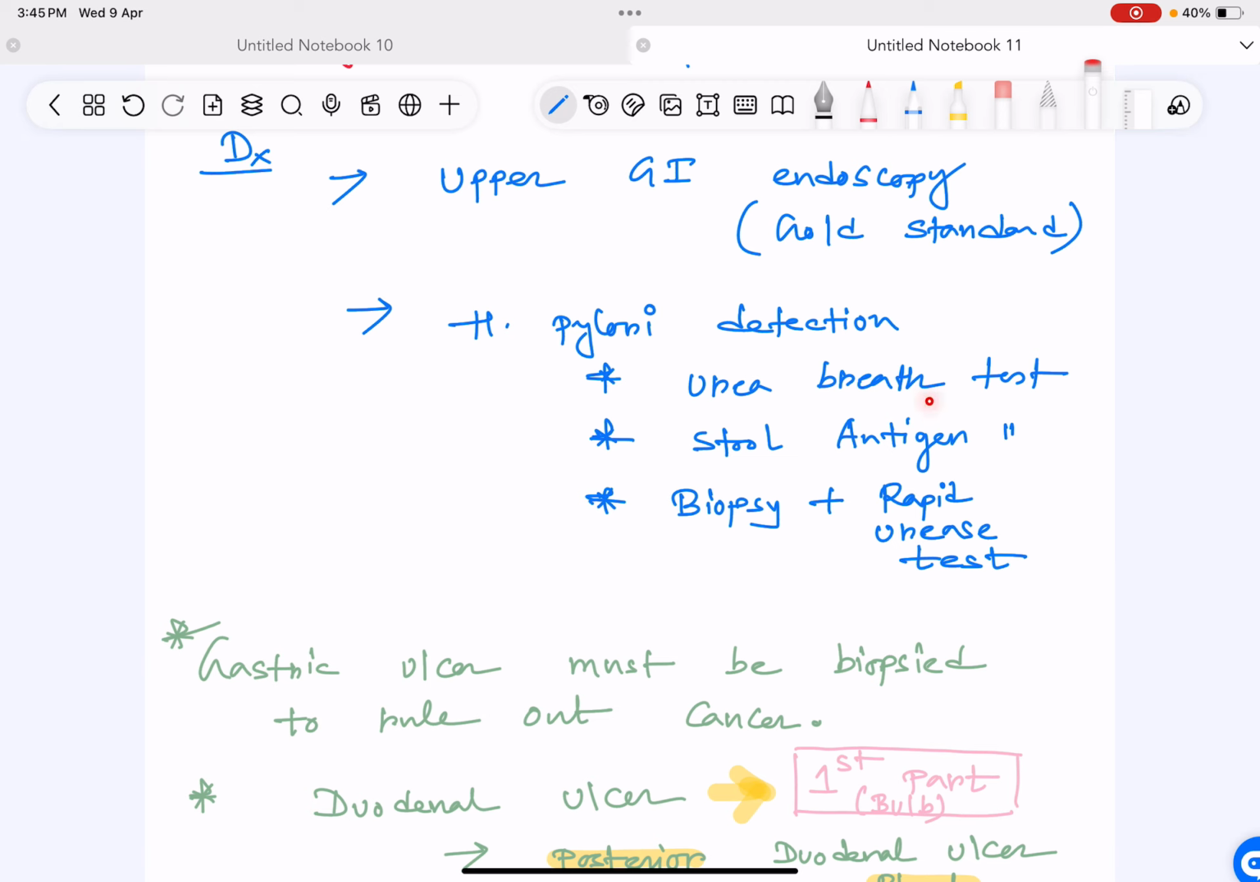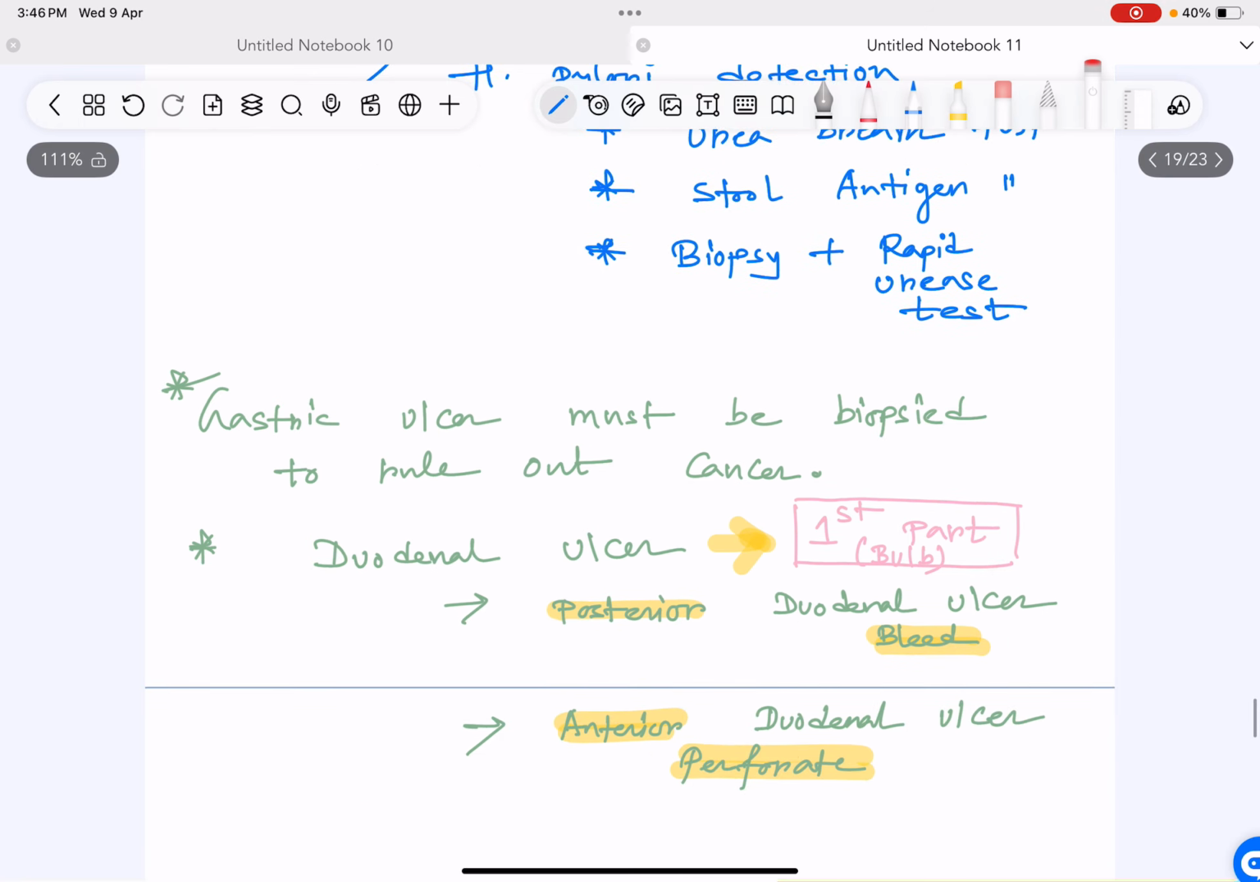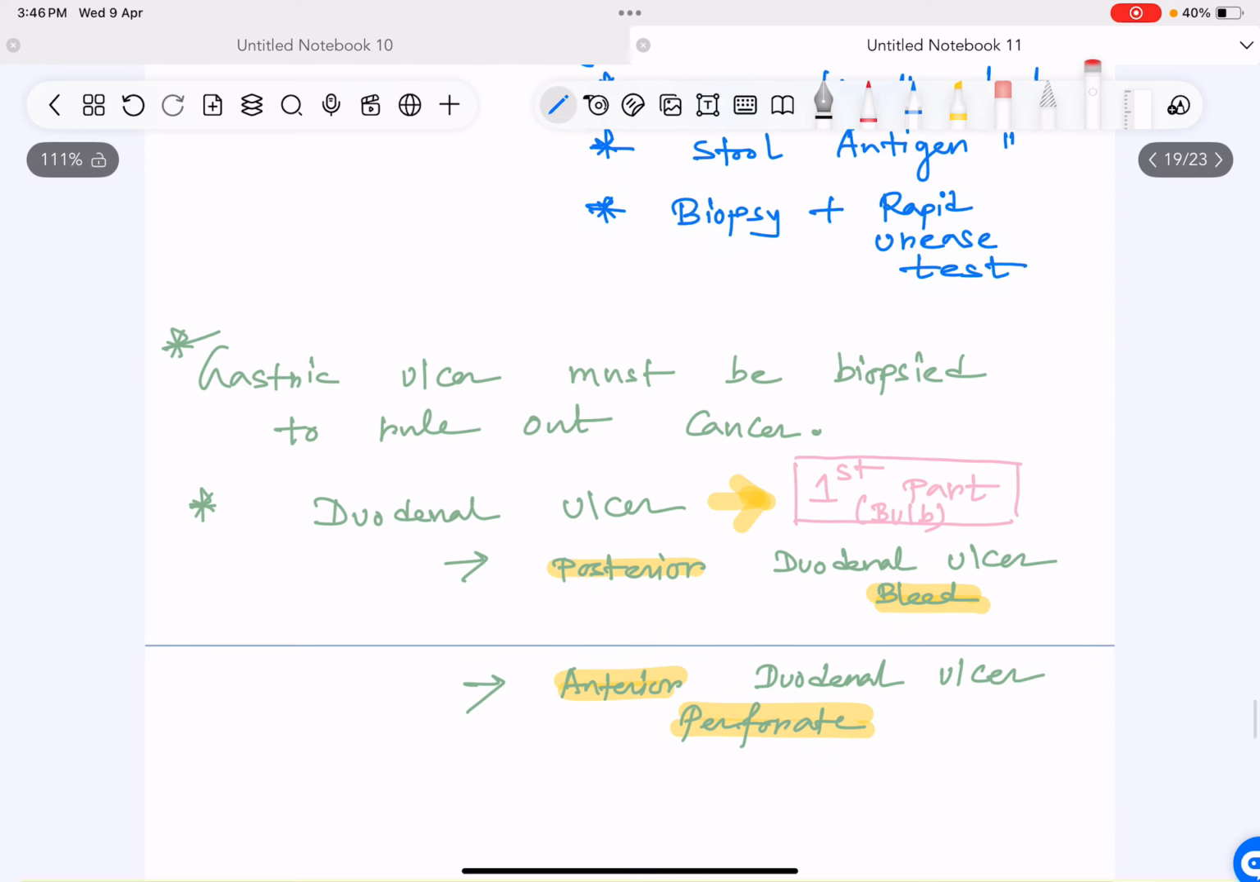First, obviously the simple ones like the urea breath test, which is non-invasive, and the stool antigen test, again non-invasive. But when you are doing upper GI endoscopy, you can take a biopsy and perform the rapid urease test. Duodenal ulcer: the most common site is the first part of the duodenum, the bulb. If it is an anterior duodenal ulcer, it has a risk of perforation. So remember, anterior duodenal ulcers perforate, posterior duodenal ulcers bleed, and the one that bleeds, bleeds from the gastroduodenal artery.